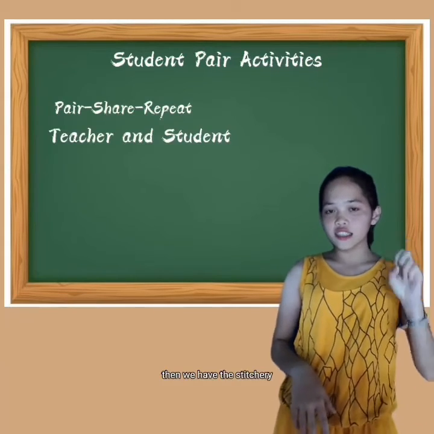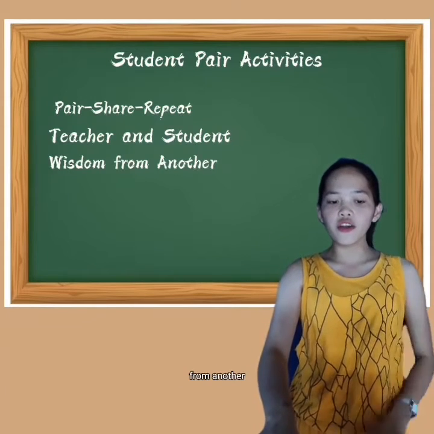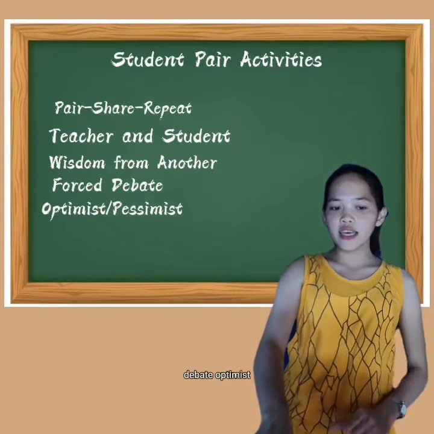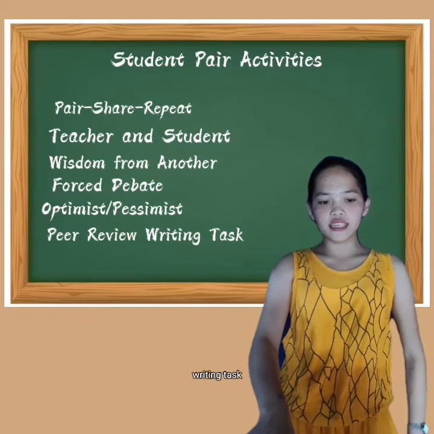And for the student pair activities: pair, pair, share, repeat. Then we have teacher and student. We also have wisdom from another. We also have forced debate, optimist or pessimist. Then pair review, and writing task.